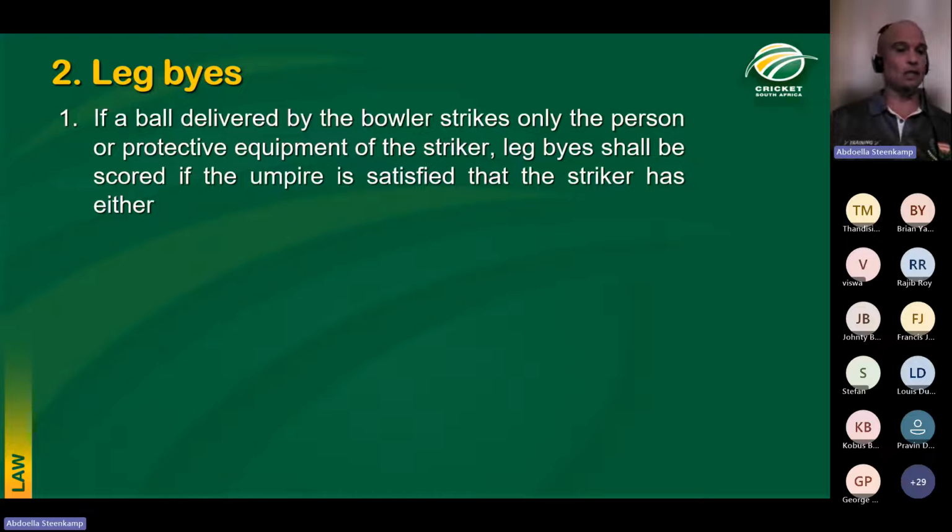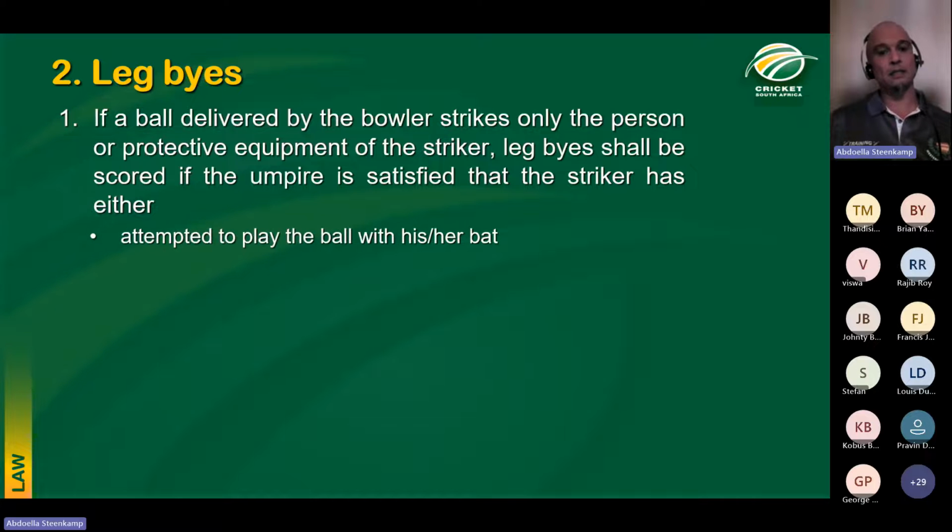So anywhere, yes, the law calls it leg byes, but anywhere on the body, whether it's the shoulder, the arm, the foot, the leg, the tummy, anywhere on the person or the protective equipment. If the ball touches it, leg byes can be scored, but there are two criteria that need to be met. What are those criteria? The first one is, for leg byes to be scored, the striker needs to attempt to play the ball with his or her bat. That's the first criteria. There needs to be an attempt to play at the ball for leg byes to be scored.